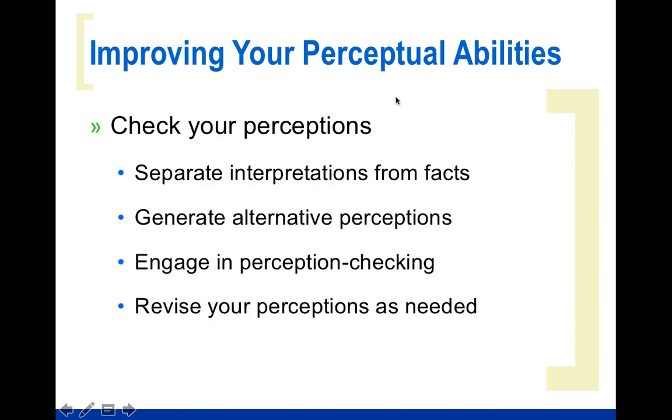Check your perceptions. Always try to separate your interpretations from facts. Always look up the objective facts that can be brought to the table. Try to generate alternative perceptions. We'll always arrive at one primary perception, but try to think of alternatives that might be at play to change your thinking. Engage in perception checking. Again, this is where you check your perception, and then always revise your perceptions as needed, once you realize that you're inaccurate or you need to change it.